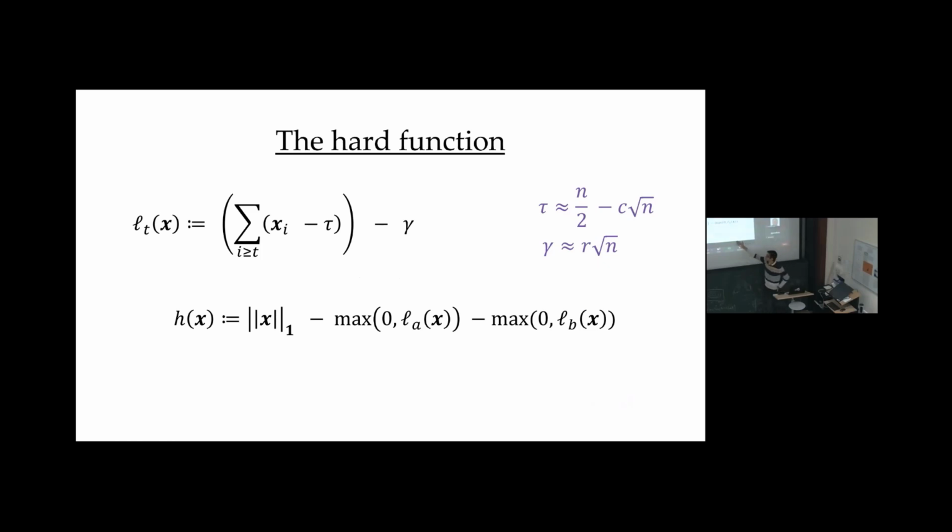The function is this. Given x, I figure out this LAX and LBX, which are the largest LTs, and I cap it at 0. If they're negative, I don't count them, so I don't increase the function value. And I just decrement it from the L1 norm. Okay, I don't think it's super interesting that this is the function, but that's how the construction will show a few things. So I want to say why the 3 properties hold.